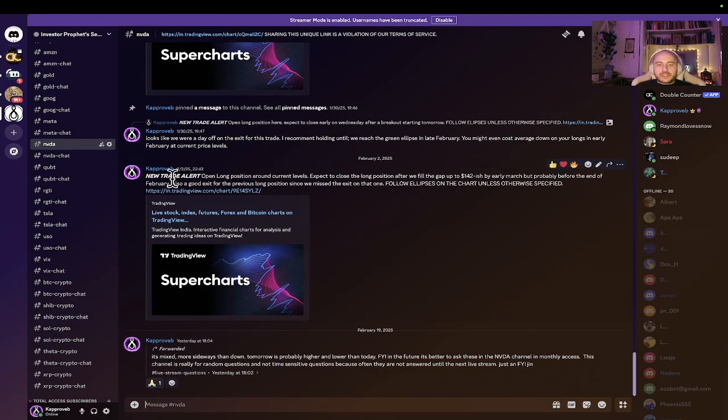On February 2nd, we had a new trade alert posted on the Discord for Nvidia, which is part of the monthly access subscription. Open a long position around current levels. Expect to close the long position after we fill the gap up to the 142-ish by early March, but probably before the end of February. Also a good exit for the previous long position, since we missed the exit on that one.